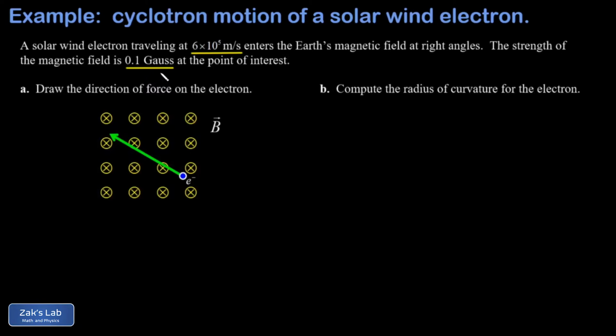Gauss are the smaller units. So this is 0.00001 Teslas. And in part A, we're just looking for the qualitative direction of the magnetic force on this electron. When I look at the diagram, our point of view is such that the magnetic field points directly into the page. The velocity of the electron is 90 degrees to that because it's in the plane of the page. And we're trying to figure out the direction of the force here.